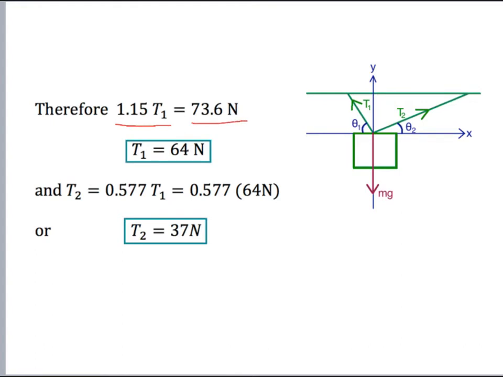Solving for T1, divide both sides by 1.15, and that gives me T1 is 64 newtons. Now T2, we already said is 0.577 T1, so I can plug in 64 newtons, and I get the value for T2. Now I have both the tensions, T1 and T2, the problem is solved.